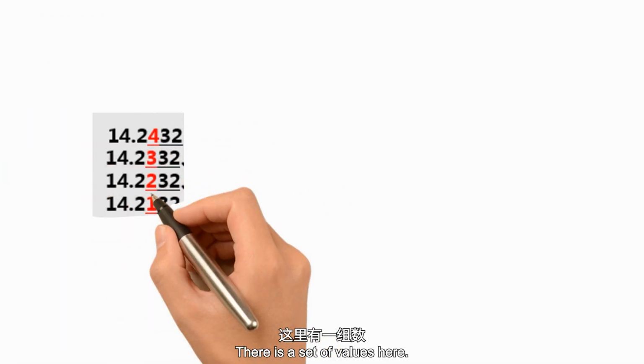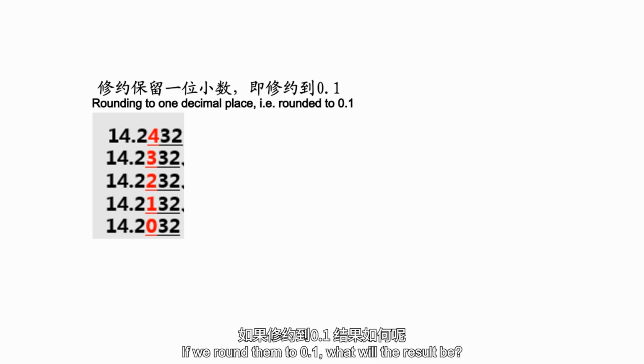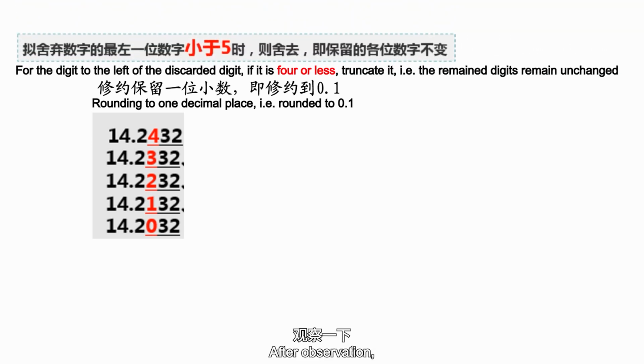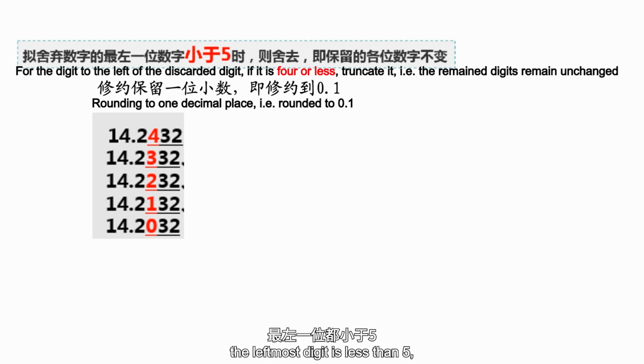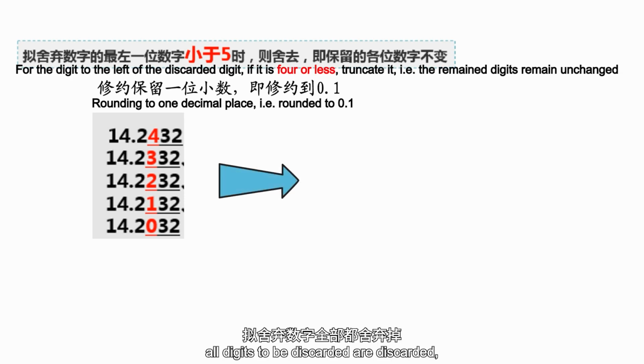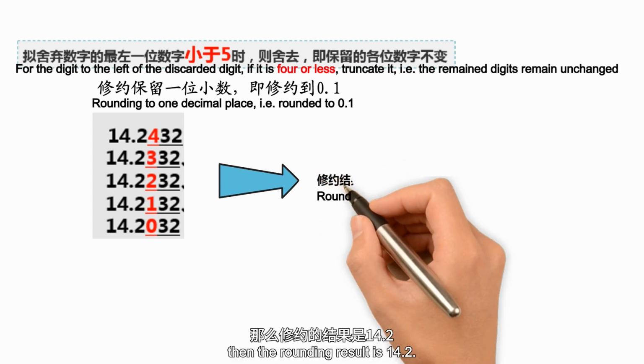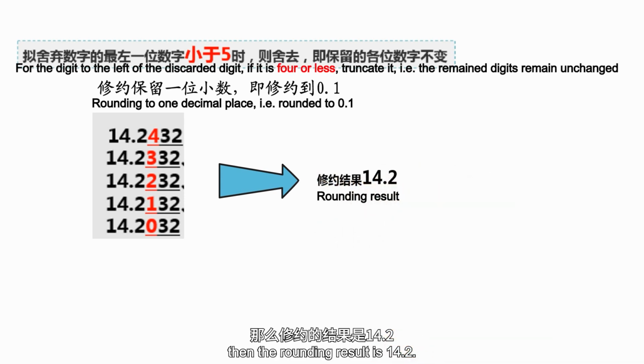There is a set of values here. If we round them to 0.1, what will the result be? After observation, it is found that the digit to be discarded is less than 5. The leftmost digit is less than 5. All digits to be discarded are discarded, and the rounding result is 14.2.